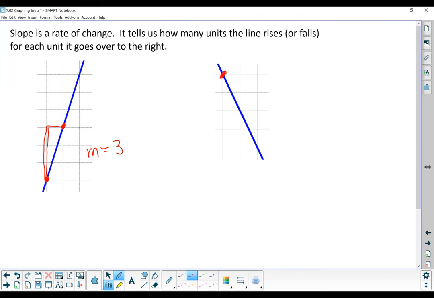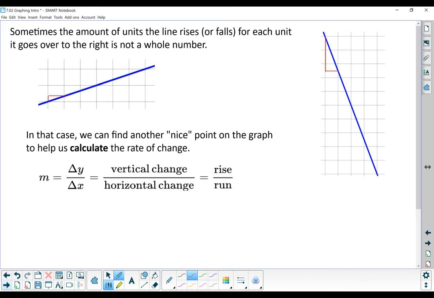On this, if I think about moving 1 unit to the right, it actually went down by 2. So we would say that the slope is -2. So slope tells you the rate of change of the line. But sometimes the amount of units that the line rises or falls is not a whole number, so it can be hard to estimate. So if I think about moving over 1 unit to the right, this line went up less than 1. It went up like part of a unit, but not the whole thing.